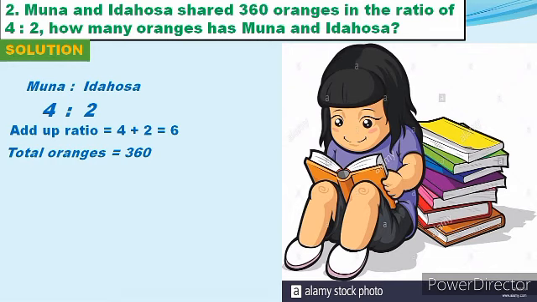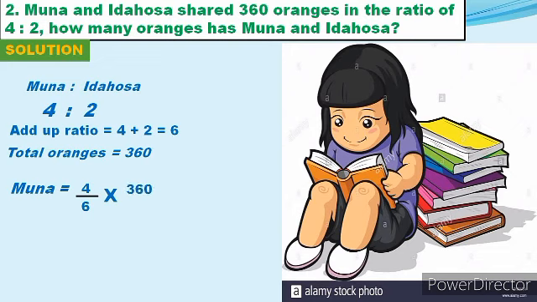So we move on. Therefore, Mona's oranges equals the ratio of Mona. What is the ratio of Mona? It is 4. Ratio of Mona over the total ratio, which is 6, times the total oranges that was shared. And the total oranges was 360.